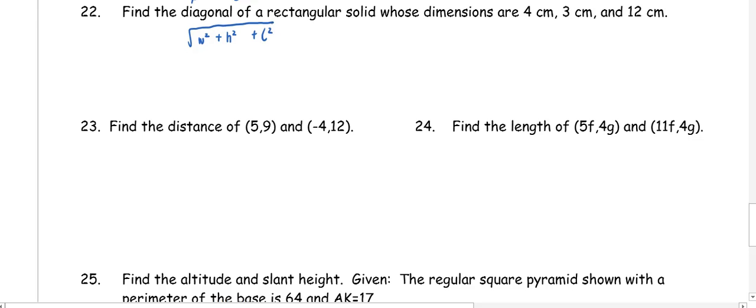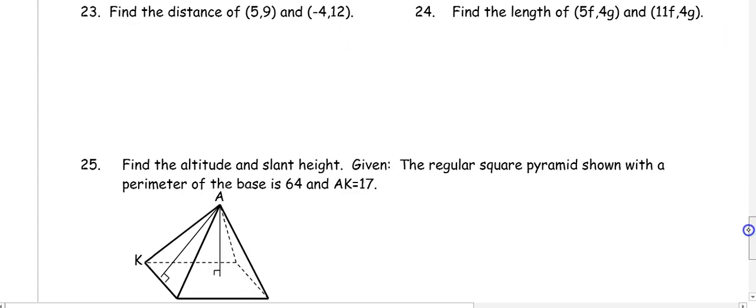So in this case, if we have 4, 3, and 12, we're going to do the square root of 4 squared plus 3 squared plus 12 squared. So we'd have 4 squared plus 3 squared plus 12 squared gets us 169. So we have the square root of 169, which reduces to 13.